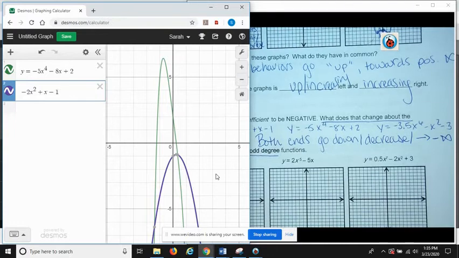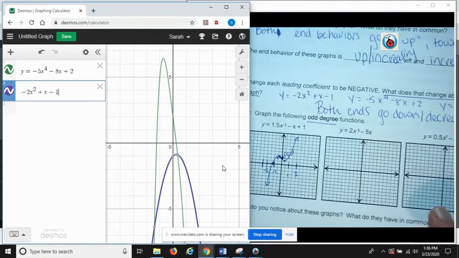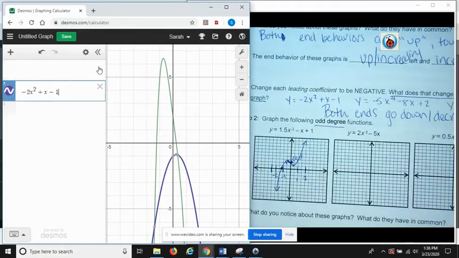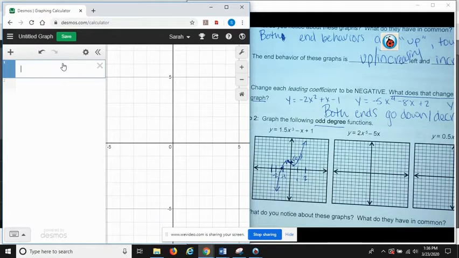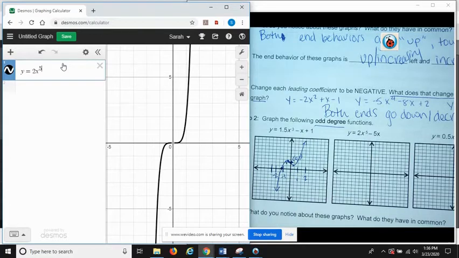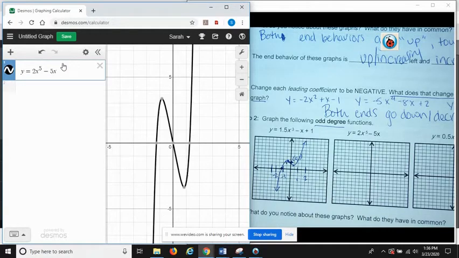Okay. All right, so then for step 2, it gives us all of our odd degree functions. First, it asks us to graph them. So I'm going to get rid of these even degree functions, and I'm going to type in my odd, and this time I'll leave them in there so I can just switch them to negative. So minus 5x.